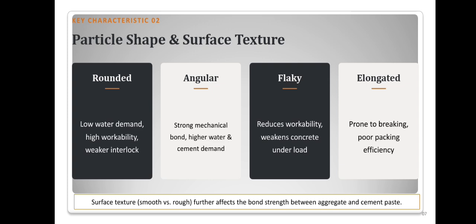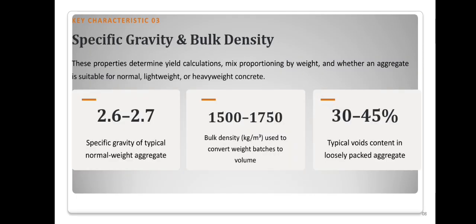The third characteristic is specific gravity and bulk density. These properties are important for calculating mix proportions and determining whether the aggregate is suitable for normal weight, lightweight, or heavyweight concrete.